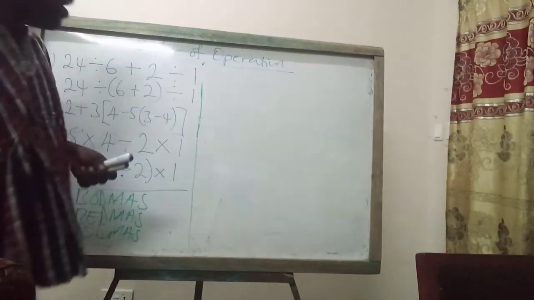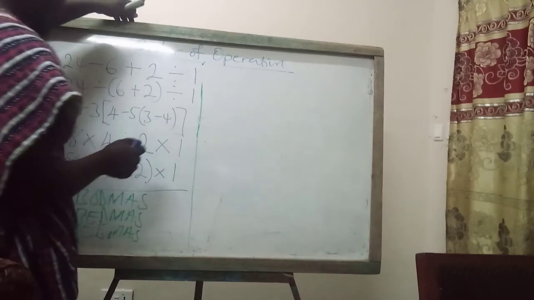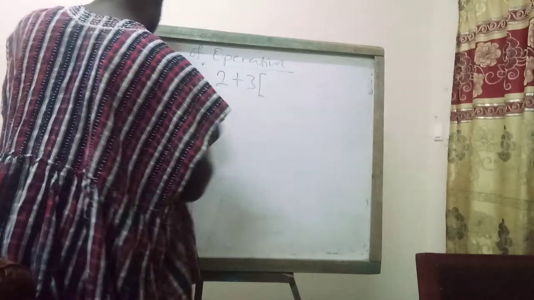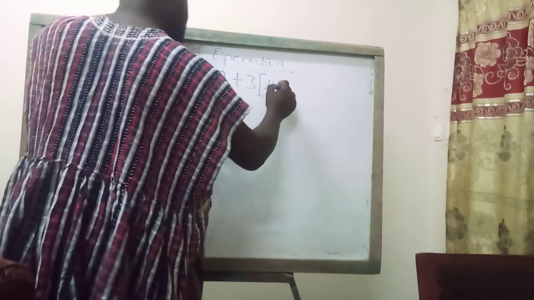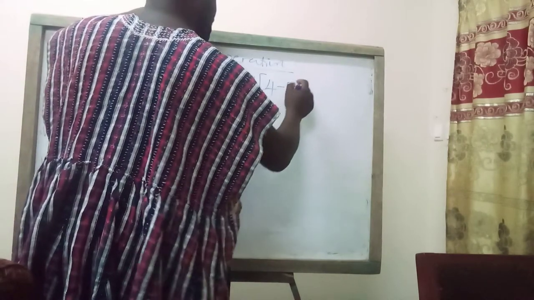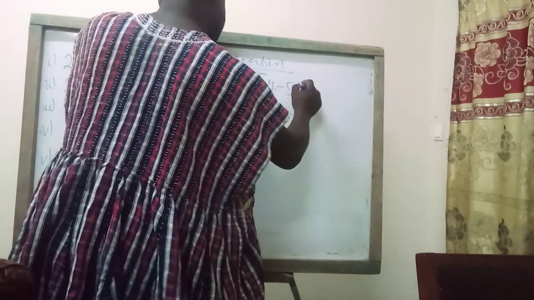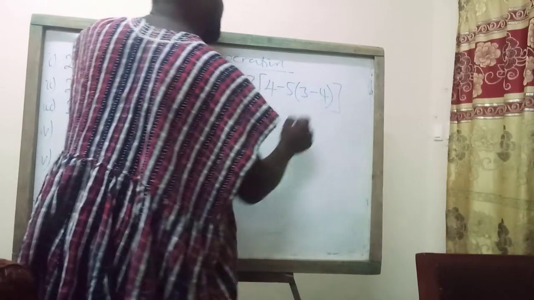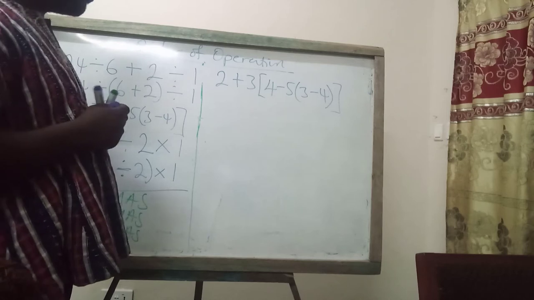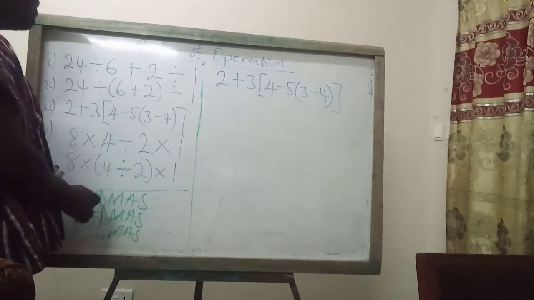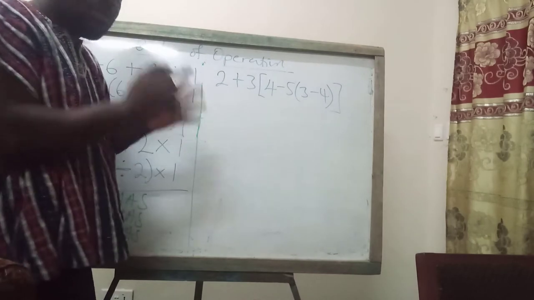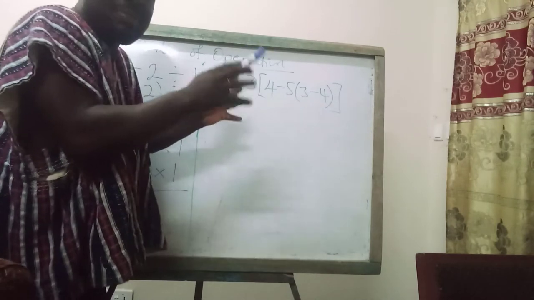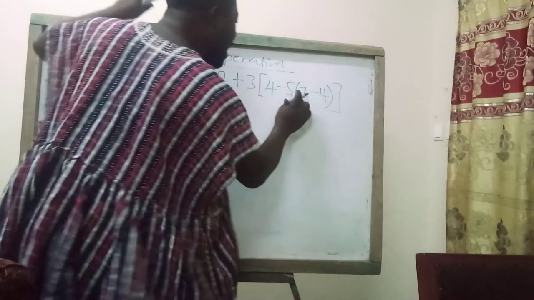Okay, now for the third one, we have 2 plus 3, open brackets, 4 minus 5. Now you open the smaller bracket, which is the parenthesis, 3 minus 4. Close that, close the bigger bracket. Bracket first, but we work from what is inside. We start from the inside, then we go outside. So we work this one.